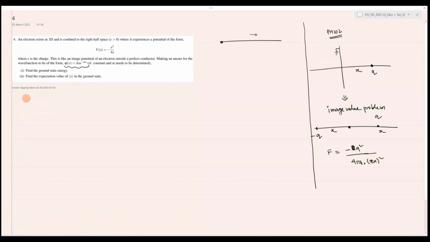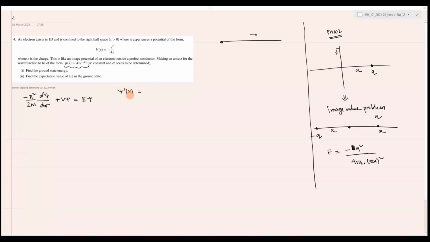So let us do it. Here, what we have to do is write the Schrodinger equation again: minus h cross square by twice m d2 psi by dx square plus v psi is equal to e psi. Now we need d2 psi by dx square, so let us find d2 psi by dx square.